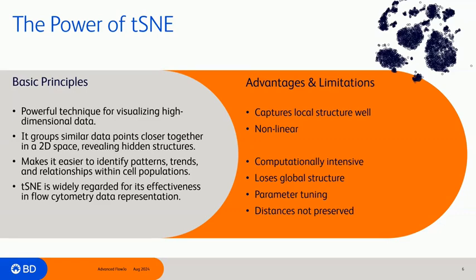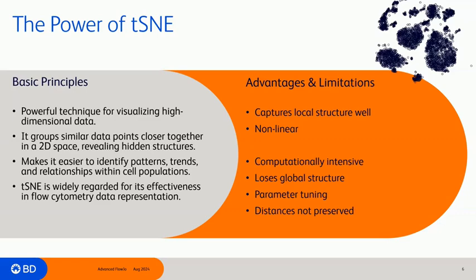It's really highly effective at capturing local structure, so meaning it excels at revealing small clusters or subtle differences between cell populations. And its ability to produce visually clear and separated clusters does make it a powerful tool for exploratory data analysis in flow. t-SNE is also nonlinear, so this allows it to handle complex nonlinear relationships that often exist in biological data.